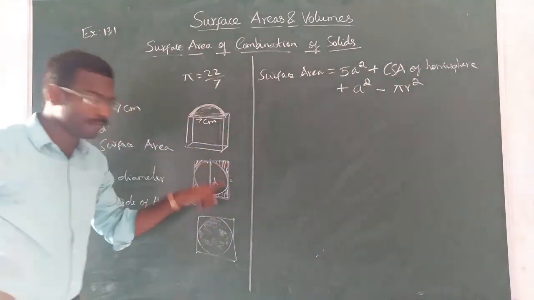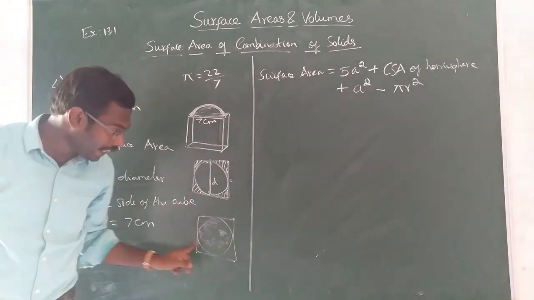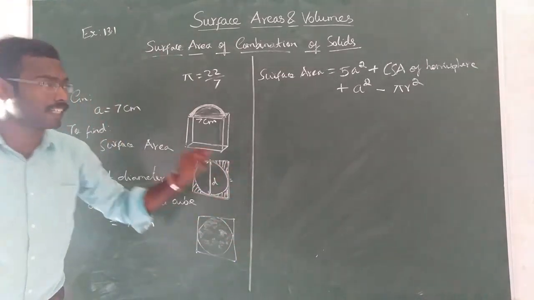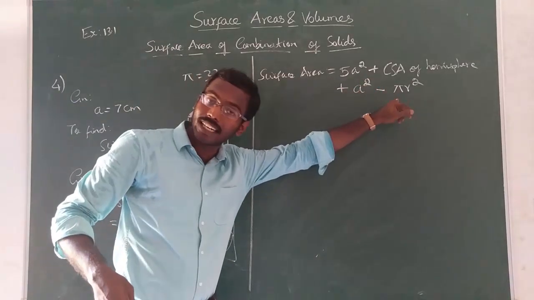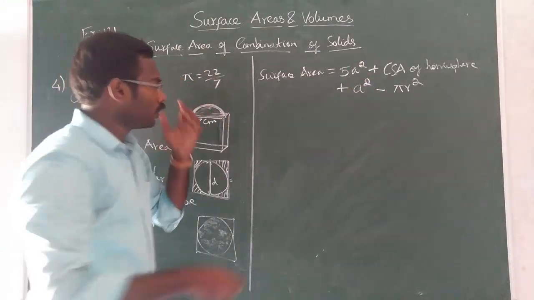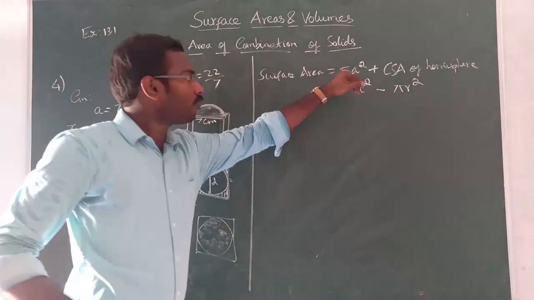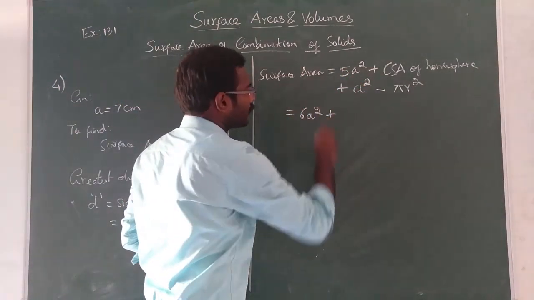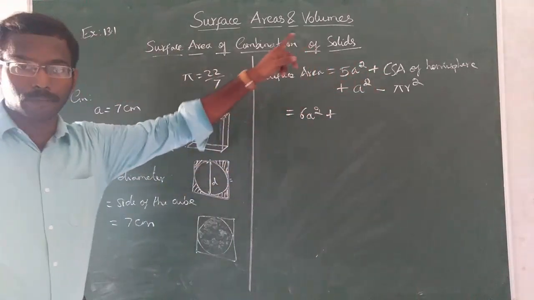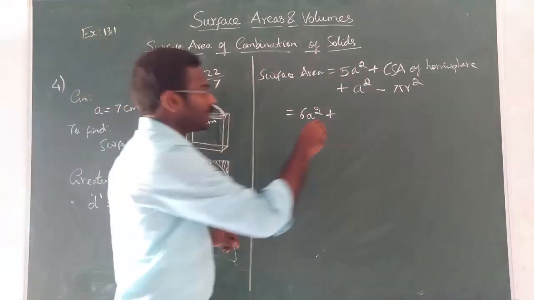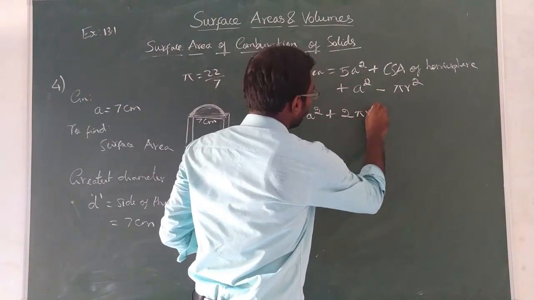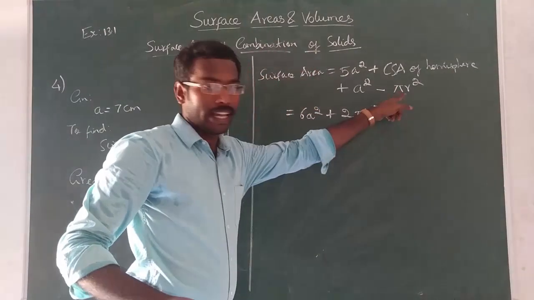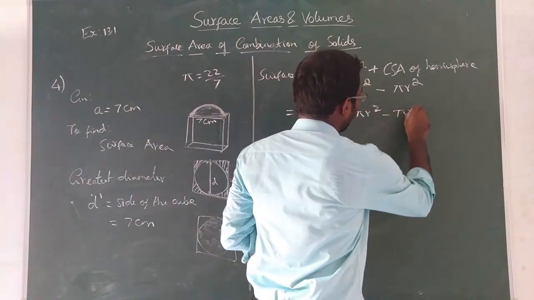Now the edges are remaining. The edges, how will you calculate? Area of the square minus area of the circle. So a square minus area of circle is pi r square. Understood? So that is equal to 5a square plus a square is 6a square plus curved surface area of hemisphere. Curved surface area, do you remember? Yes. 2 pi r square, then minus pi r square.